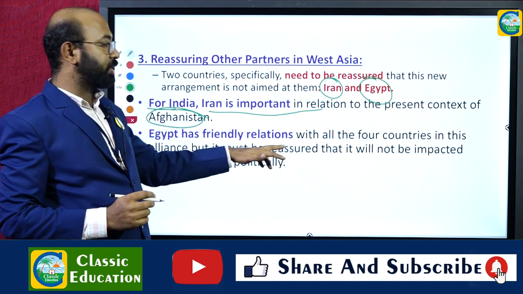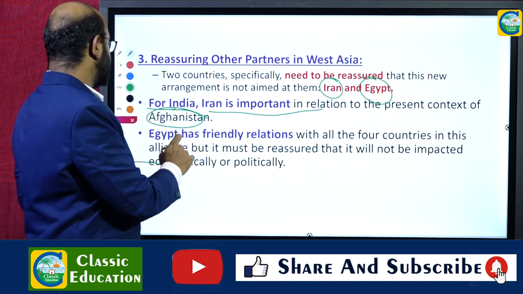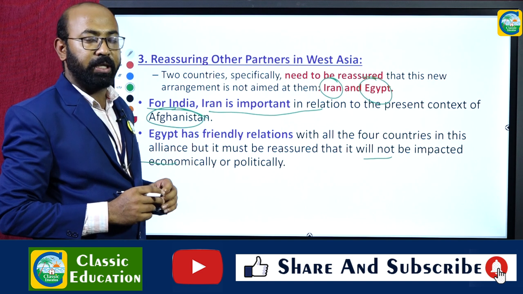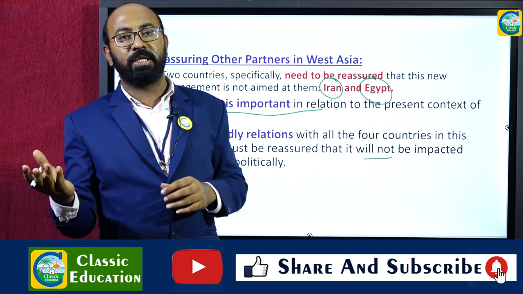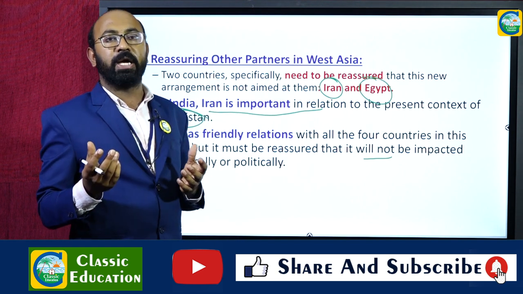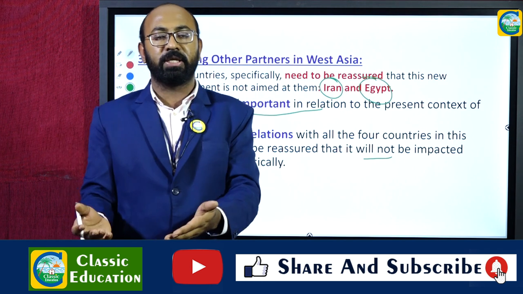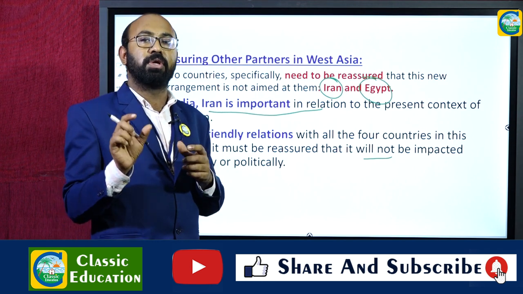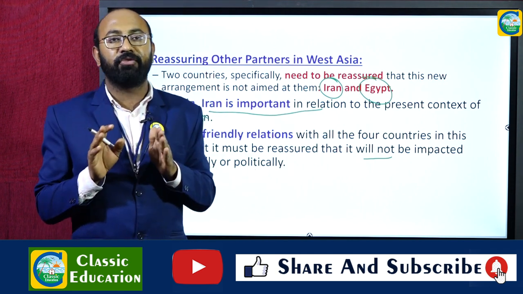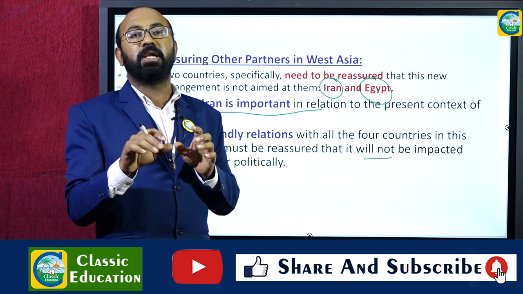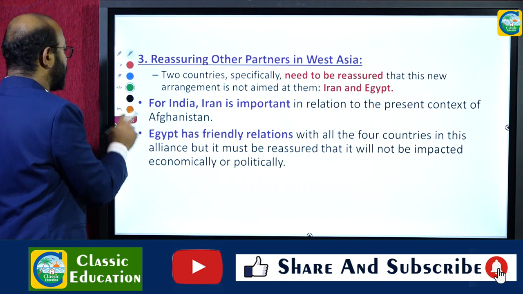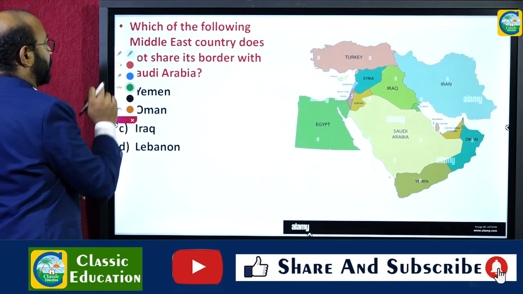Then, Egypt has friendly relations with all the four countries in this alliance, but it must be reassured that it will not be impacted economically or politically. Yes, the USA has put sanctions on Iran for oil exports, and India is friendly with the USA also. So Iran may feel that if the USA and India collaborate with each other in the region, these two countries are trying to destabilize the Iranian economy. But it is the duty of India and other members of the I2U2 to make clear that there is no need for Iran to think along those lines. This kind of assurance should be given to Egypt and Iran.